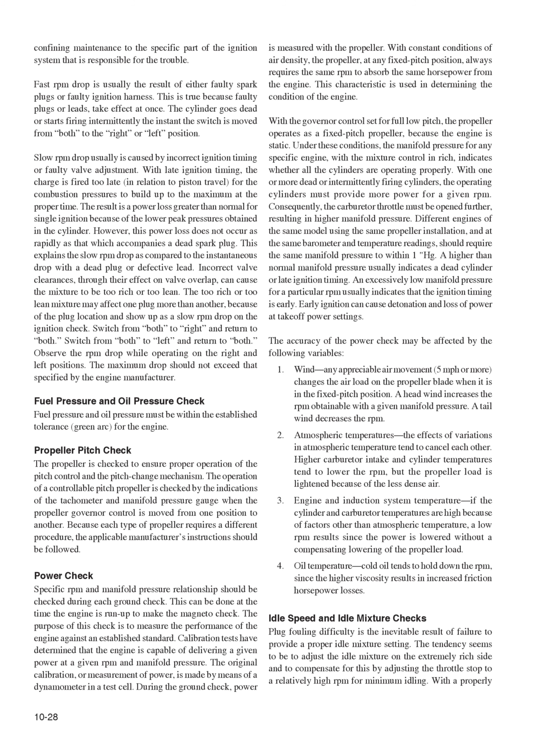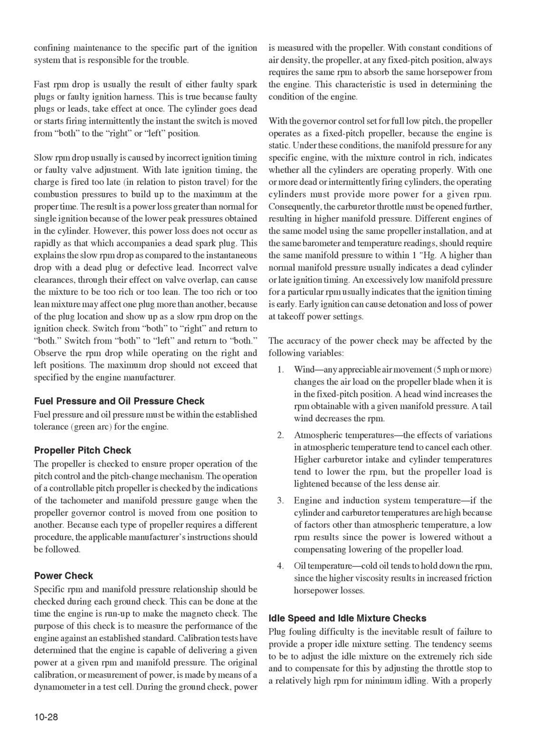The cylinder goes dead or starts firing intermittently the instant the switch is moved from both to the right or left position. Slow RPM drop usually is caused by incorrect ignition timing or faulty valve adjustment. With late ignition timing, the charge is fired too late, in relation to piston travel, for the combustion pressures to build up to the maximum at the proper time. The result is a power loss greater than normal for single ignition because of the lower peak pressures obtained in the cylinder. However, this power loss does not occur as rapidly as that which accompanies a dead spark plug.